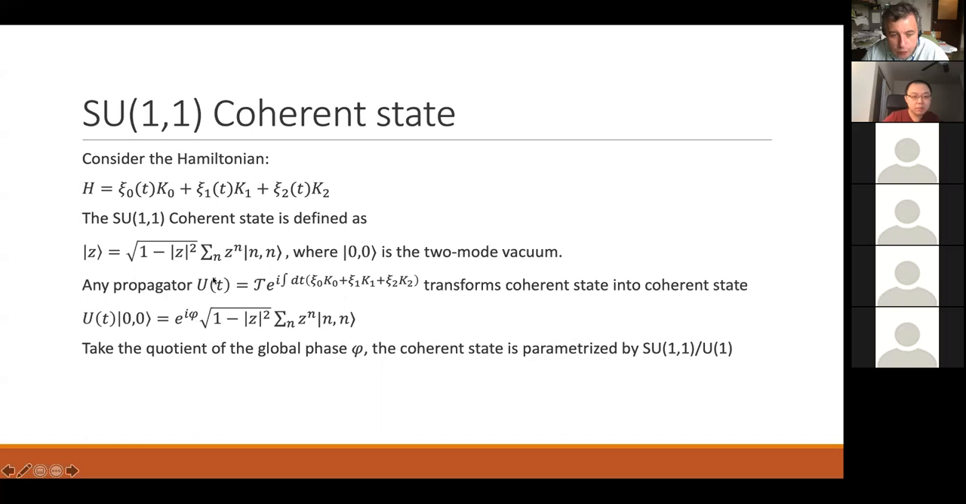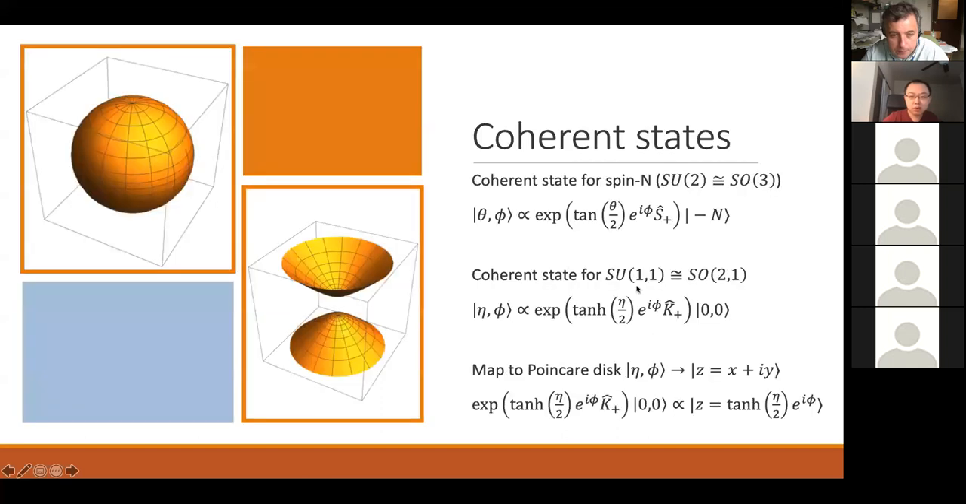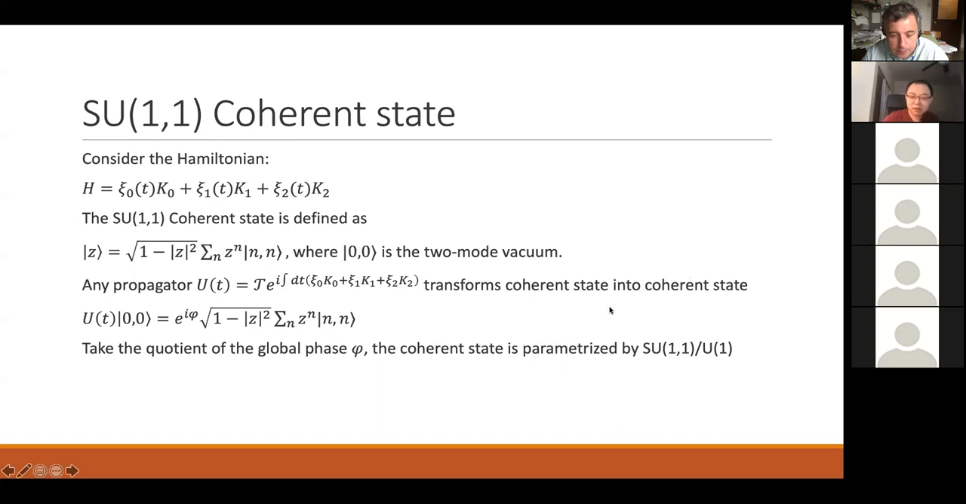Since we know that this propagator is generated by K0, K1, and K2, this propagator belongs to the group of SU(1,1). Since this global phase is not important, we take the quotient of SU(1,1) by U(1), which gives us a space which is isomorphic, known in literature as a Poincaré disk. And then we can claim that the coherent state itself is parameterized by this Poincaré disk.